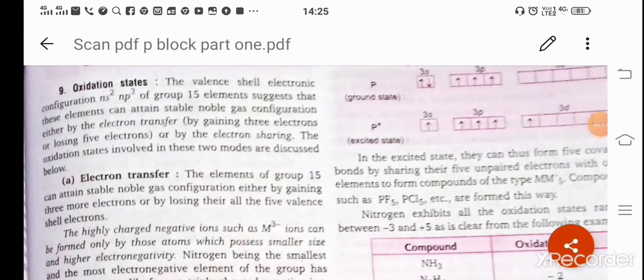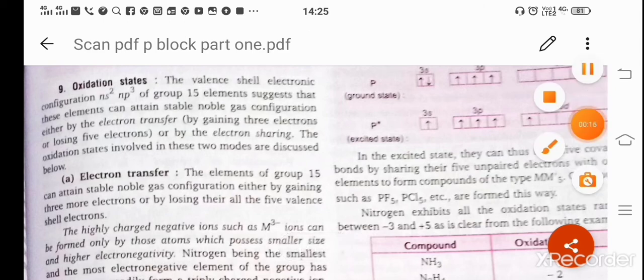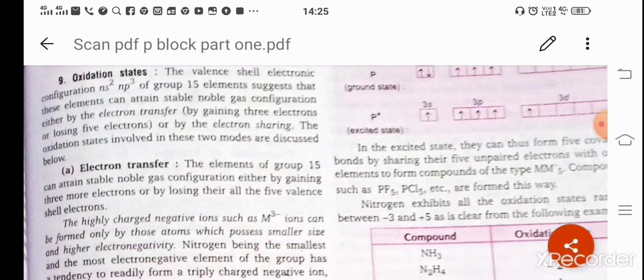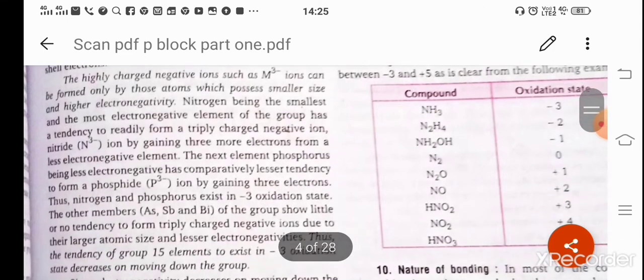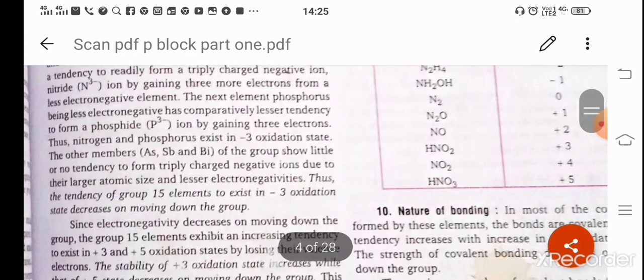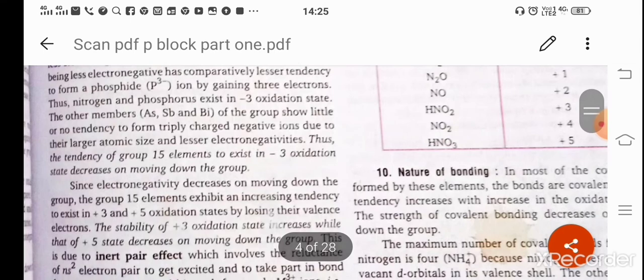To form an ionic bond, it will have a negative oxidation state, and to form a covalent bond, it will have a positive oxidation state. So the negative oxidation state of group 15 is -3, which is shown because of their high electronegativity and small size, by all the elements in group 15. But the stability of this down the group decreases due to decrease in electronegativity. -3 is mostly shown by nitrogen, phosphorus, arsenic, but antimony and bismuth, being less electronegative, are less reactive towards the -3 oxidation state.